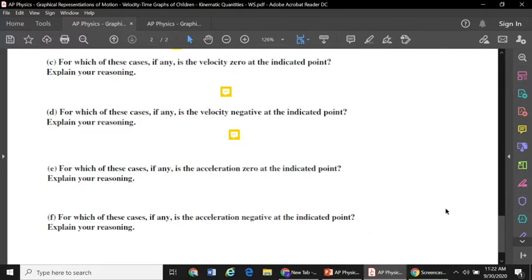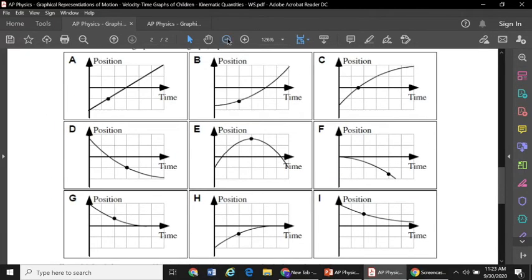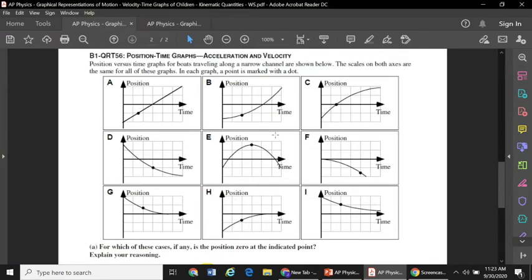Okay, so for part E, this one's pretty simple because it says for which of these cases, if any, is the acceleration 0 at the indicated point? And to some degree, this is a game of which one of these is not like the other. Because this is a position versus time graph. And position versus time graphs have a slope which shows you the rate of change of position. Or in other words, the velocity. And when the velocity is constant, that's when the acceleration is 0.